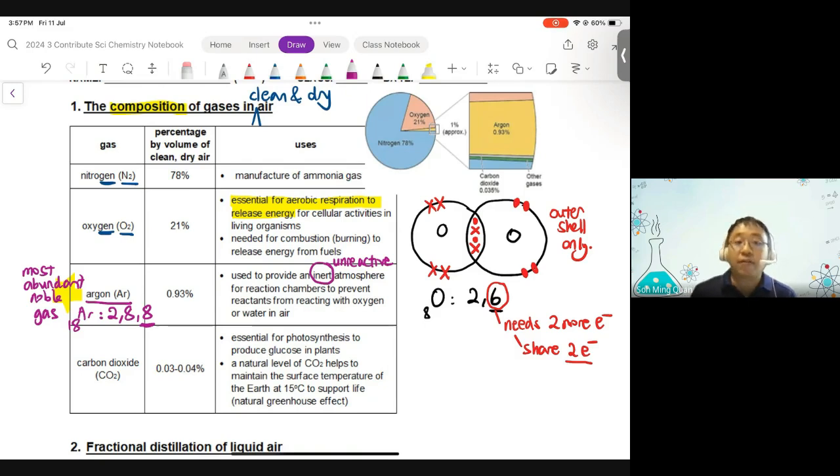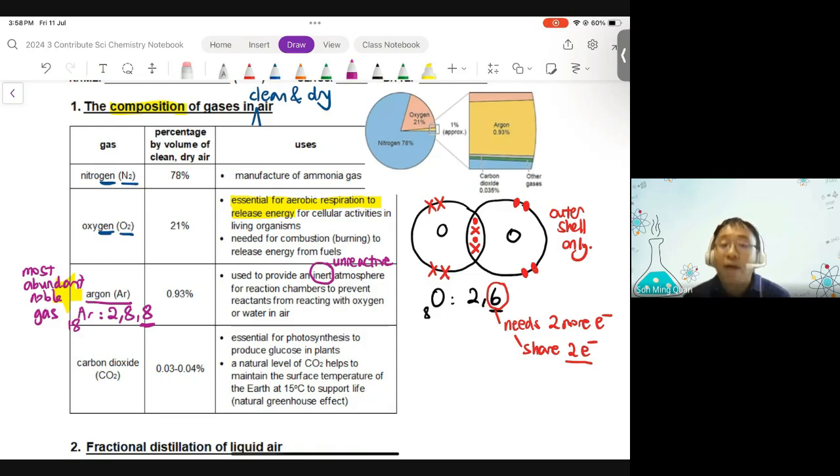And lastly, we have carbon dioxide. So carbon dioxide, CO2, occupies about 0.03 to 0.04% of our air. The percentage of CO2 has steadily increased over the years due to industrial activity, due to cars which burn petrol as fuel. So burning of fossil fuels releases a lot of CO2, and that's the reason why the percentage of CO2 has steadily increased over the past few years.